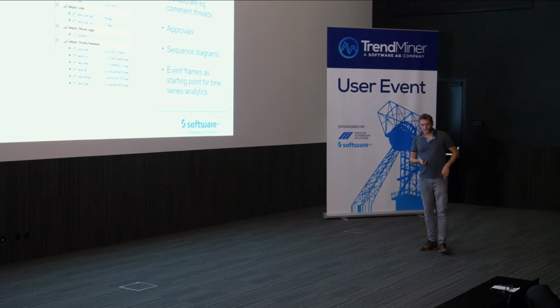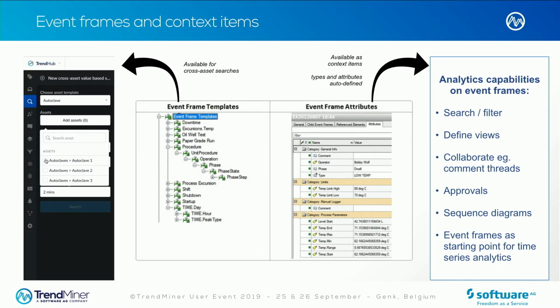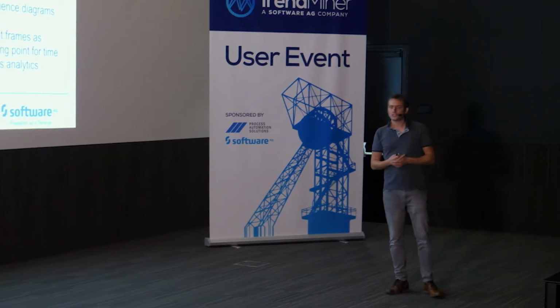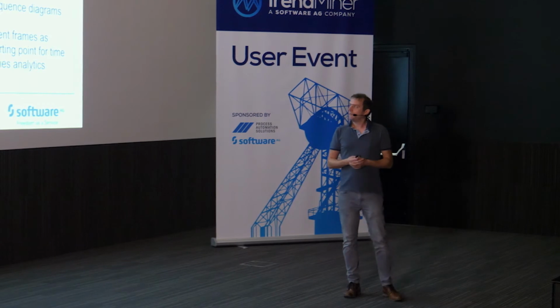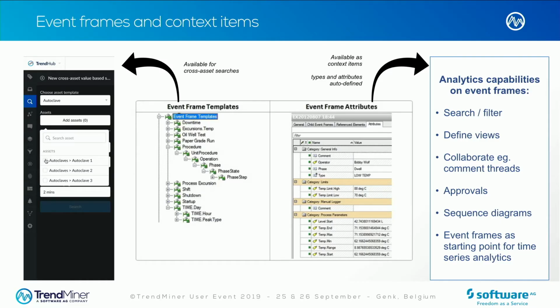You can start collaborating, like I said this morning. You can do things like adding approvals on top. You can do attachments. So those are all, let's say, augmentations of the data infrastructure that's captured in the event frames there. The templates themselves, we also use the templates, and we started to build things like cross-asset search functionality, for instance, where maybe you don't want to do a search in one particular autoclave in this case, but you want to search in all three autoclaves at the same time.